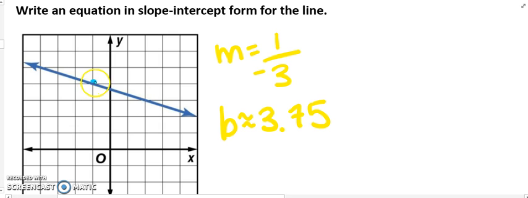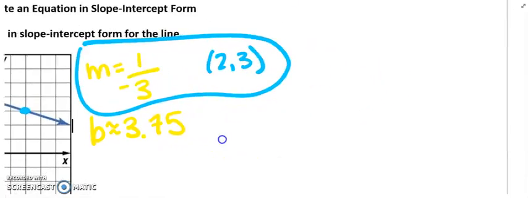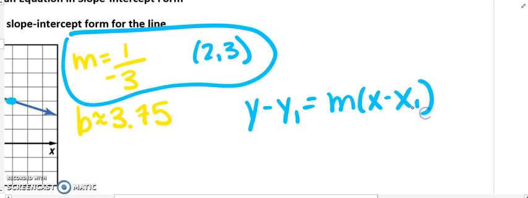but we don't have to guess because we know a point. Pick a point. We could have picked that point we used, or this one. I'm going to use this one because it's positive. That is 2, 3. And so I'm going to use this slope and this point and put it in point slope form, and then transfer that to slope-intercept form. So remember, point slope form is going to look like this, where this is x1, y1. So I'm going to plug in.